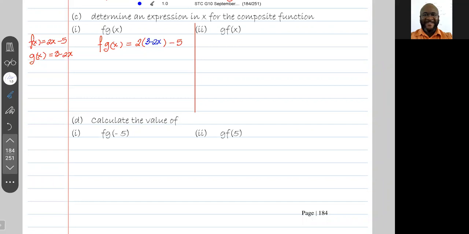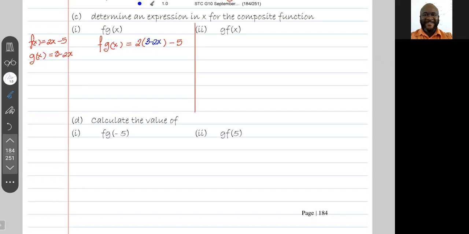We're going to take the function on the right and put it inside the function on the left. The function on the right is the g function, so we're going to put g inside of f. We write the f function, which is the function on the left, and the f function is 2x minus 5. But wherever we see x, we're going to replace x with the g function, which is 3 minus 2x.